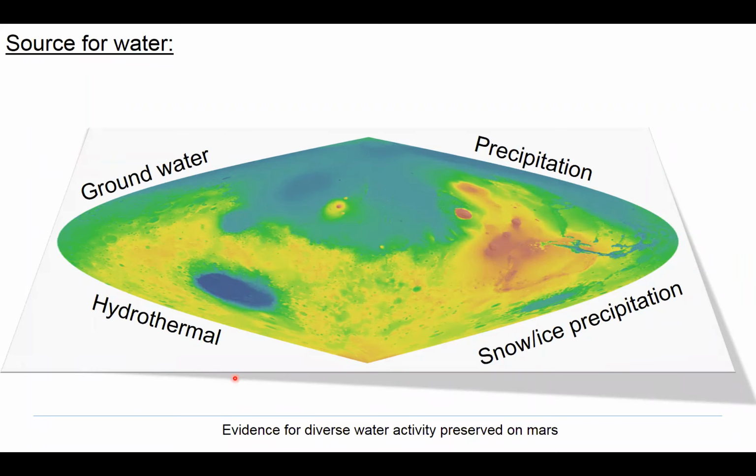And the final one is hydrothermal activity, where after impacts, some heat source makes the water come out and form these kinds of fluvial deposits. In this talk, I will be giving examples for three things: groundwater, precipitation, and snow ice. There are multiple studies which have already given evidence for these things, meaning all these ways of water can happen on Mars. The planet is so diverse, and it varies with latitudes and longitudes.